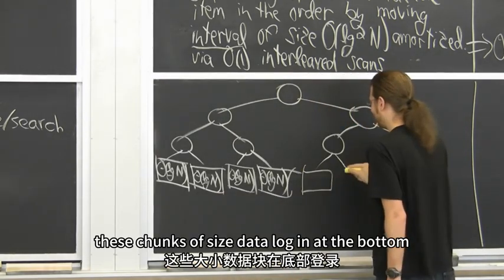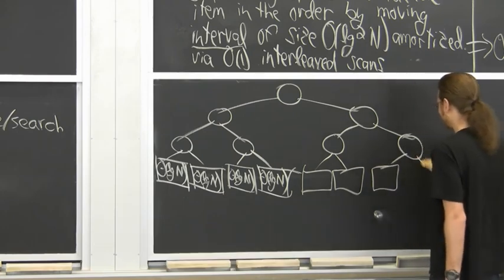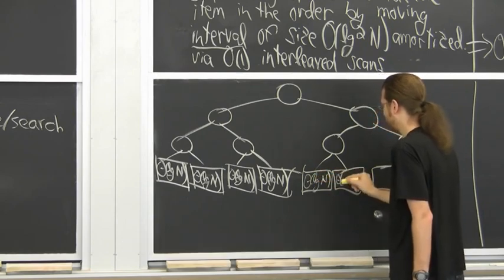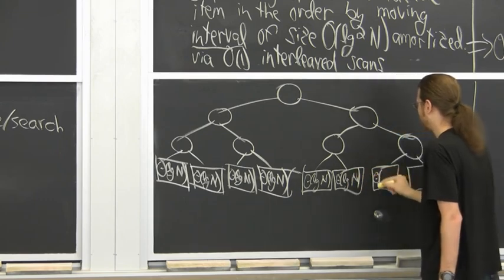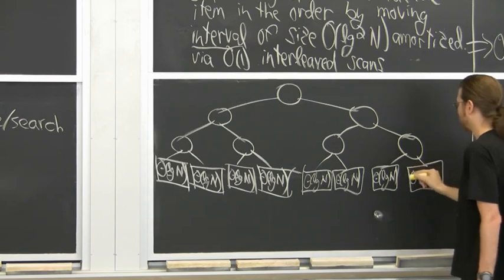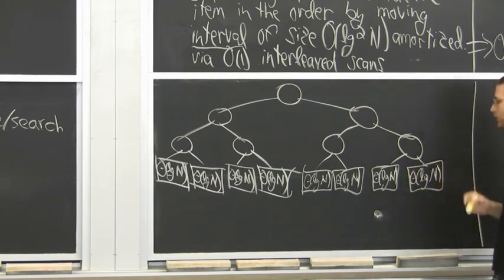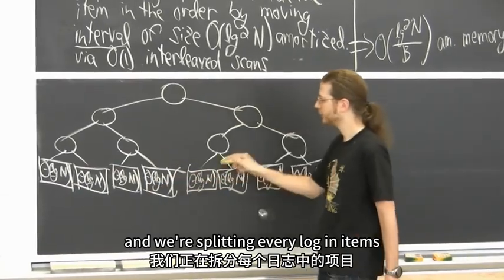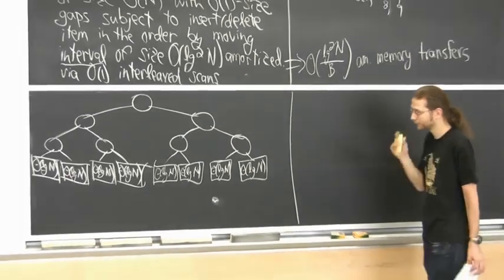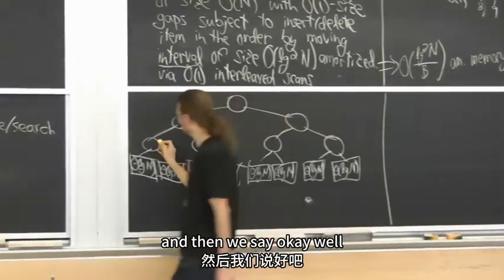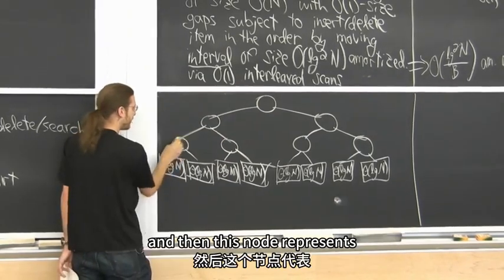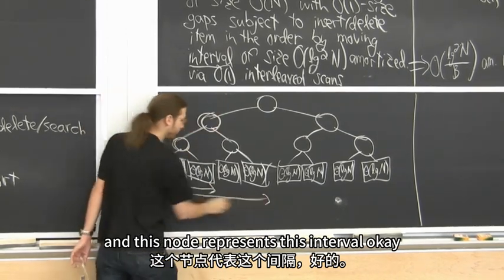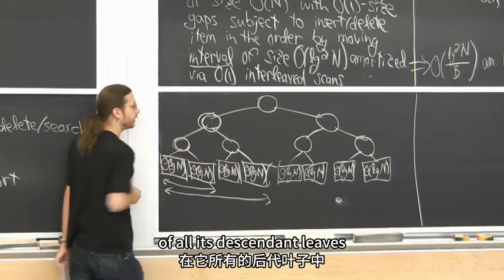So we have these chunks of size theta log n at the bottom. Don't really care what the constant is. 1's probably fine. Okay, so this is the array down here, and we're splitting every log n items, or log n cells in the array. And then we say, okay, well, conceptually build a binary search tree here, and then this node represents this interval. And this node represents this interval. Okay, every node just represents the interval of all its descendant leaves.